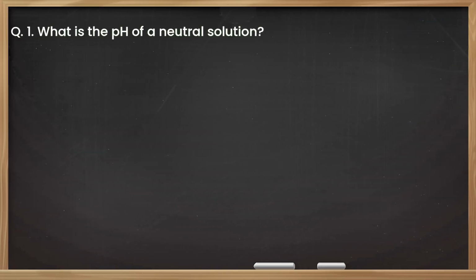Question 1. What is the pH of a neutral solution? Option A, 0. Option B, 7. Option C, 14. Option D, 1. You have 5 seconds to answer the question.